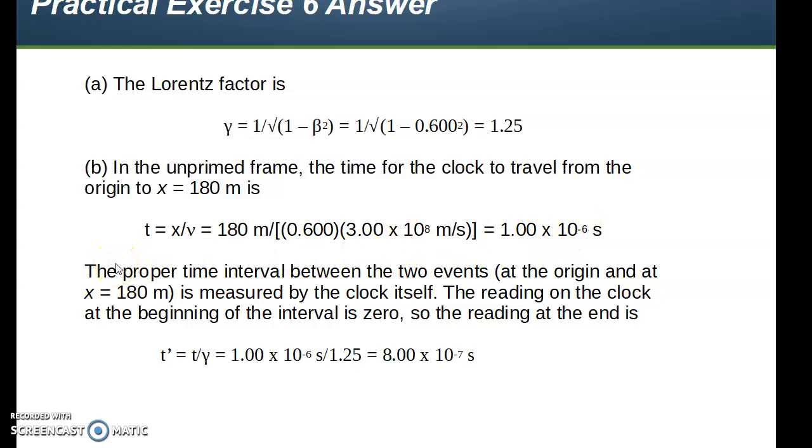The proper time interval between the two events is measured by the clock itself. The reading on the clock at the beginning of the interval is 0, so the reading at the end is this t value, 1.0 times 10 to the minus 6 seconds, divided by this gamma value right here, which is 8.0 times 10 to the minus 7 seconds. Okay?